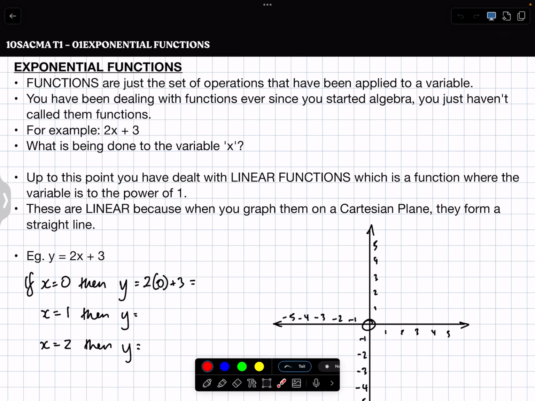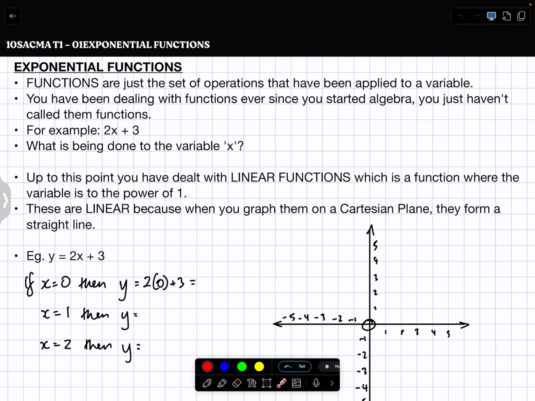Okay, today's lesson is on the idea of an exponential function. A function is a set of operations that you've applied to a variable. You've been dealing with them already from year 8 to year 9 to year 10. You just didn't call them that. I'll give you an example.